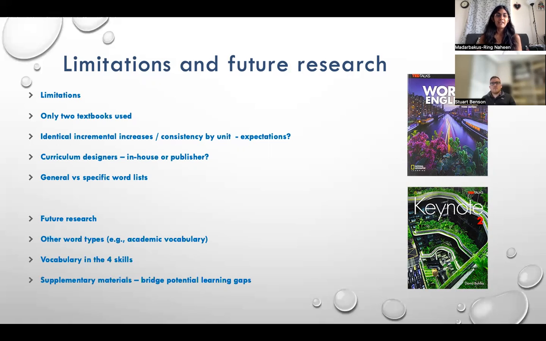So something we'd like to do next is look at vocabulary specifically and even divide it up by productive and receptive skills, or even by the 4 skills themselves, to see if there are any different levels of difficulty there. We also need to think more about supplementary materials and what type of materials are needed to bridge potential learning gaps. So now that we have these initial data to show us where the difficulties are, by conducting further research to look more specifically at the different skills, we can then perhaps go on to create supplementary materials to help our learners address those difficulties.